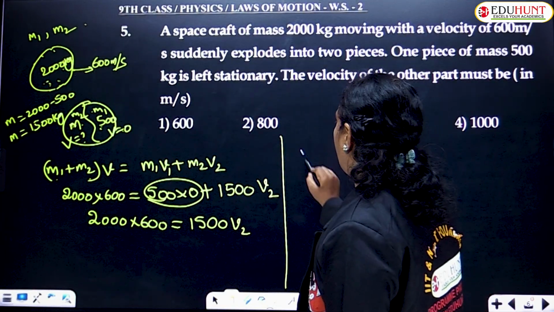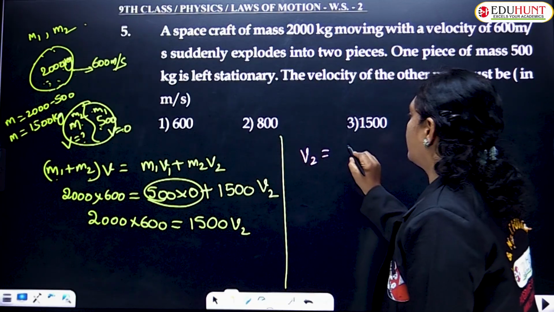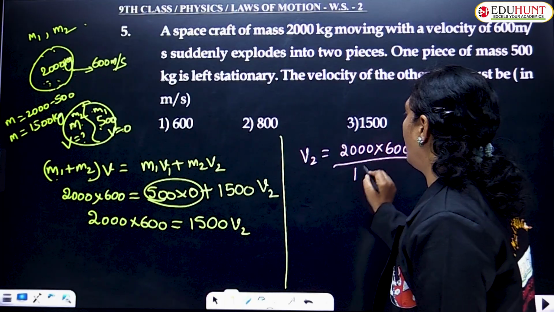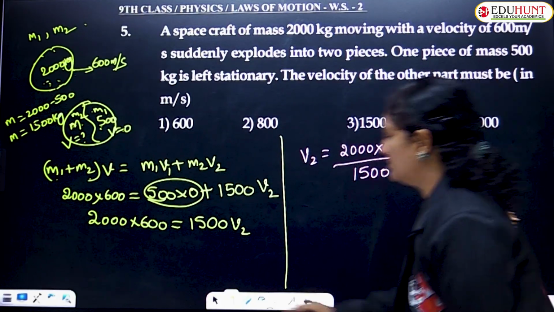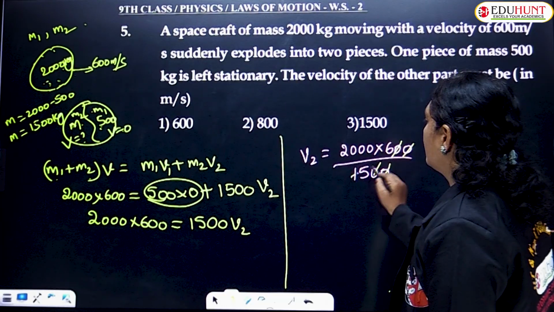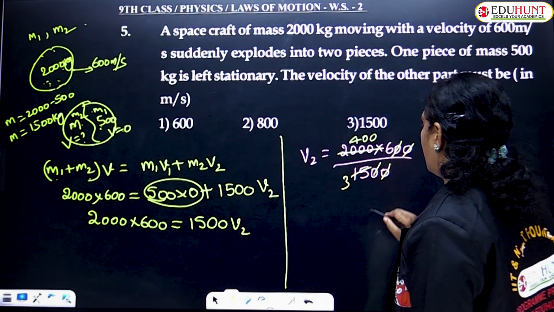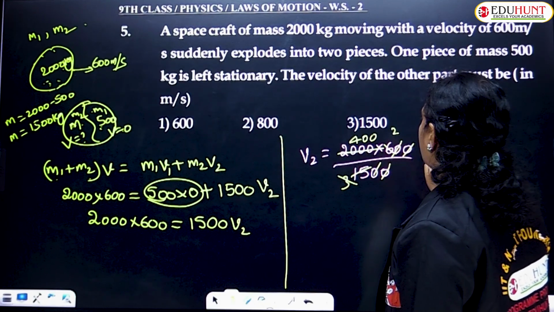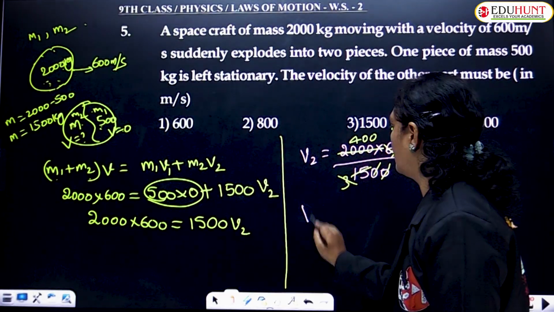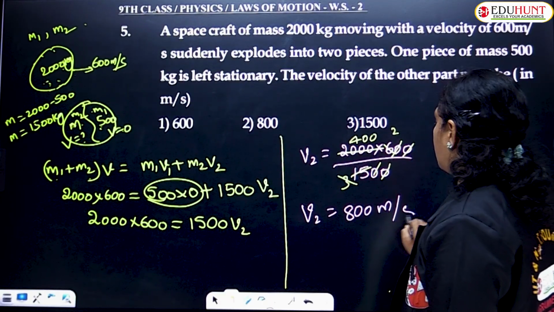V2 can be found as 2000 into 600 whole upon 1500. So solving this, 0 and 0 get cancelled. 5 goes 3 times and 5 goes 4 times. 5 4s are 20 and 2 zeros. Again this 3 goes 2 times. Hence your final answer for V2 is 400 into 2, which is 800 meter per second.